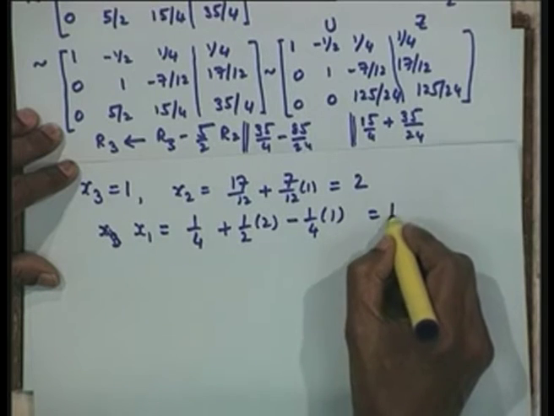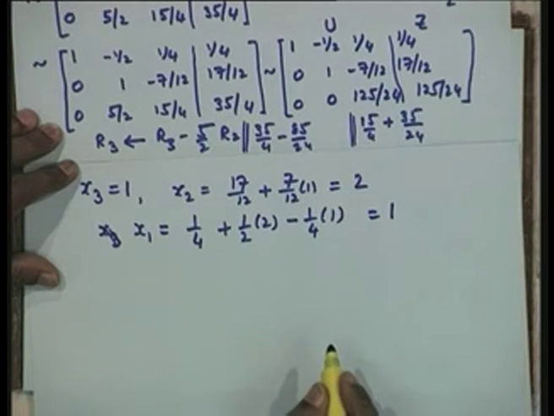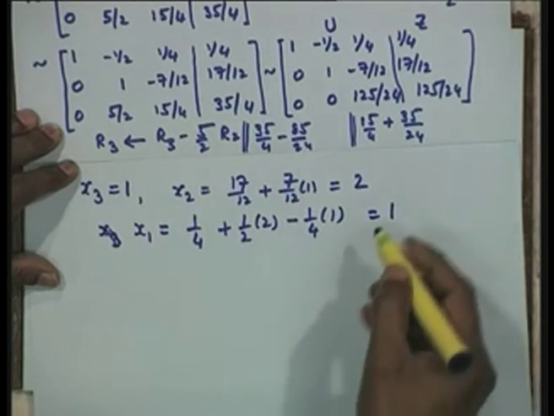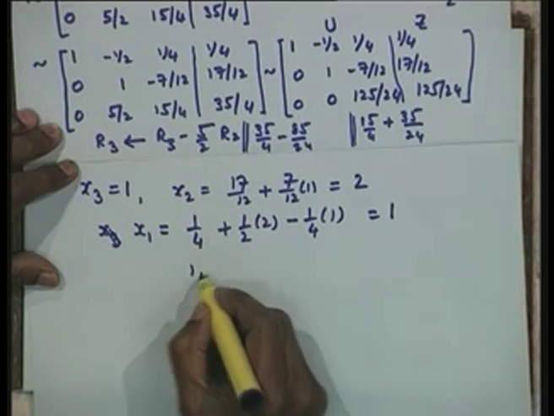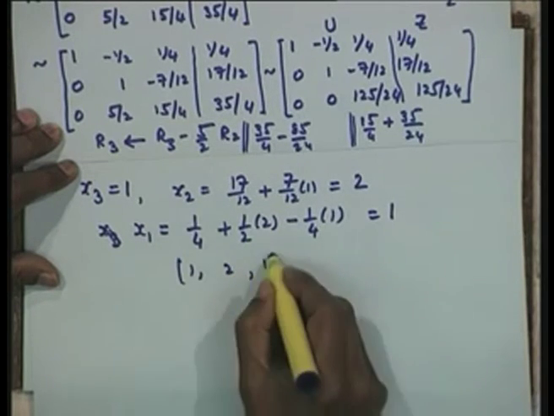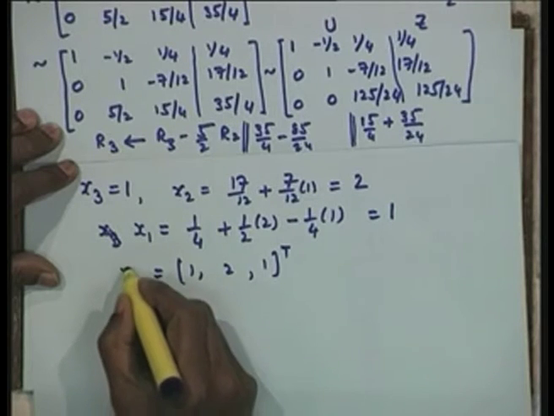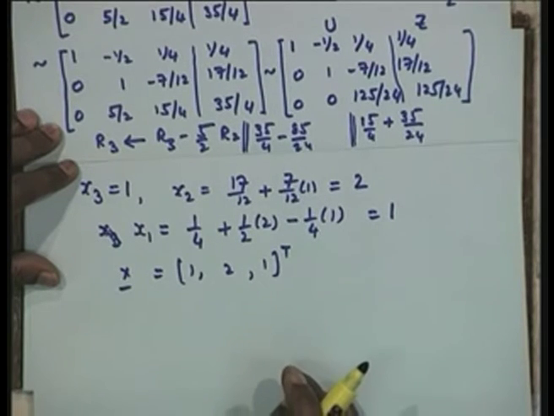This is equal to 1. Therefore, the solution is obtained as 1, 2, 1, 2, 1 as our solution vector, with the last entry 1.